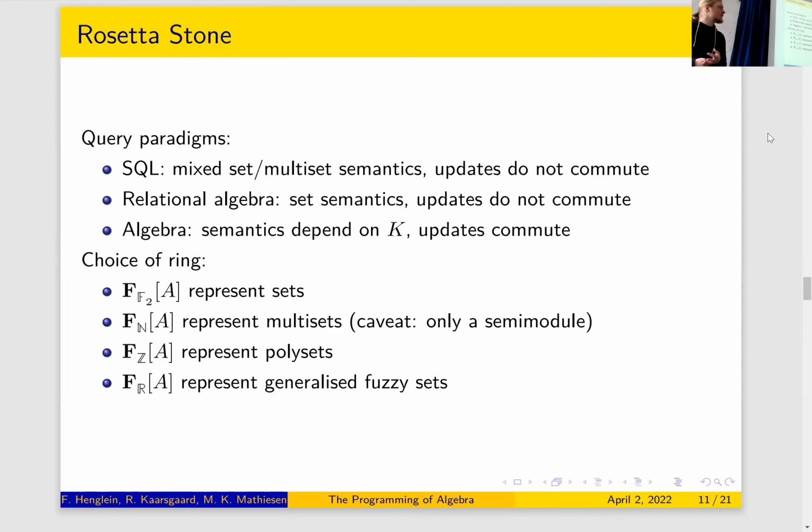Relational algebra has a pure set semantics, and similarly updates, in the sense of set difference and set union, don't commute. And then our system, which I just called algebra, the semantics, which kind of set we're working on, depends on the choice of ring, the K. And then I suppose the other two updates do commute. So if we add something by just saying plus this thing, and we delete it by saying minus this thing.